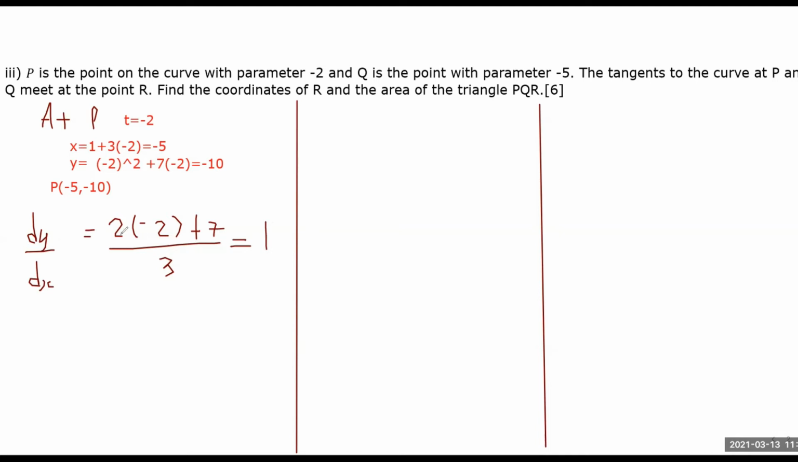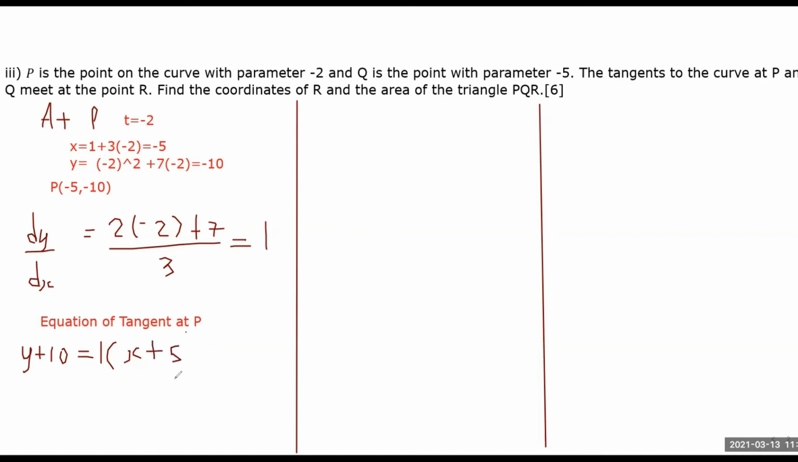Since dy by dx equals 1, the equation of the tangent at P is given by y minus the y value, so y plus 10, equal to the gradient of the tangent, which is dy by dx, which is 1, times x minus -5, which is x plus 5.